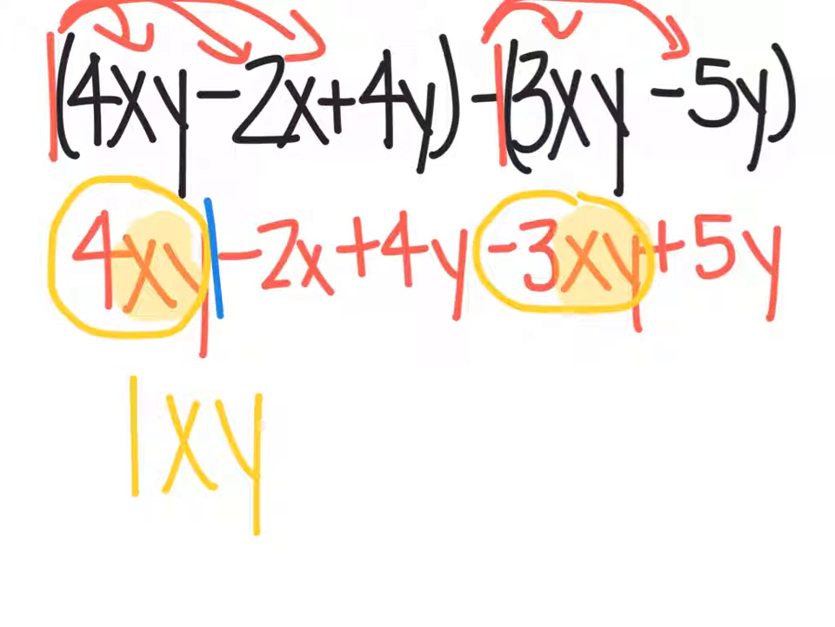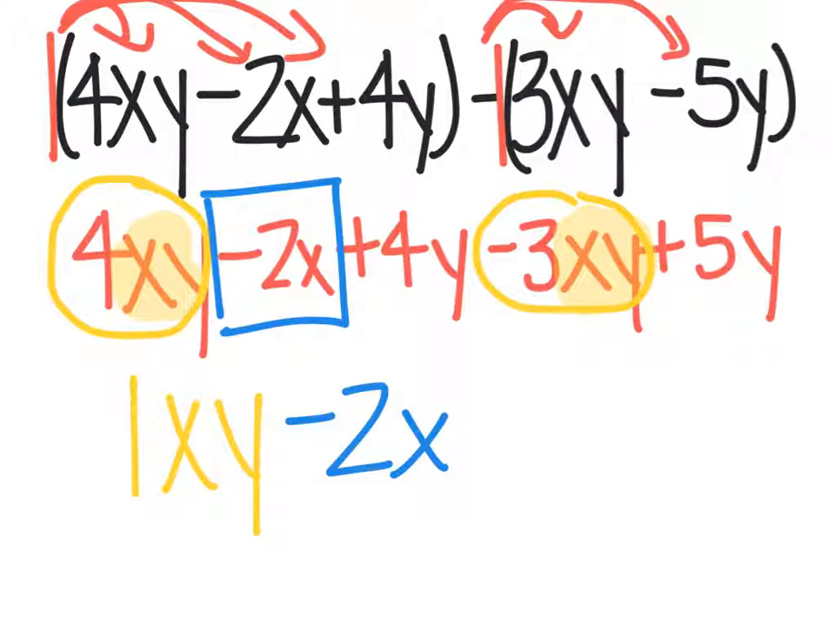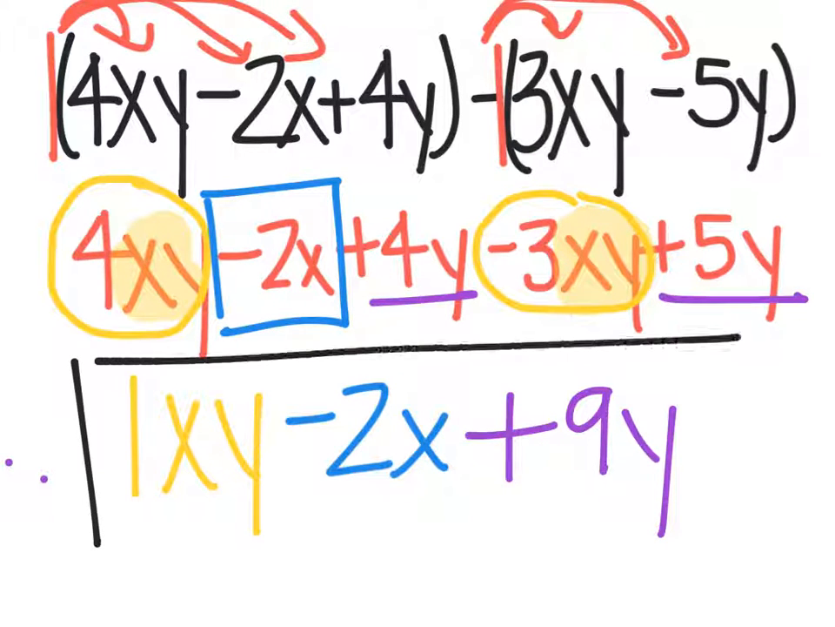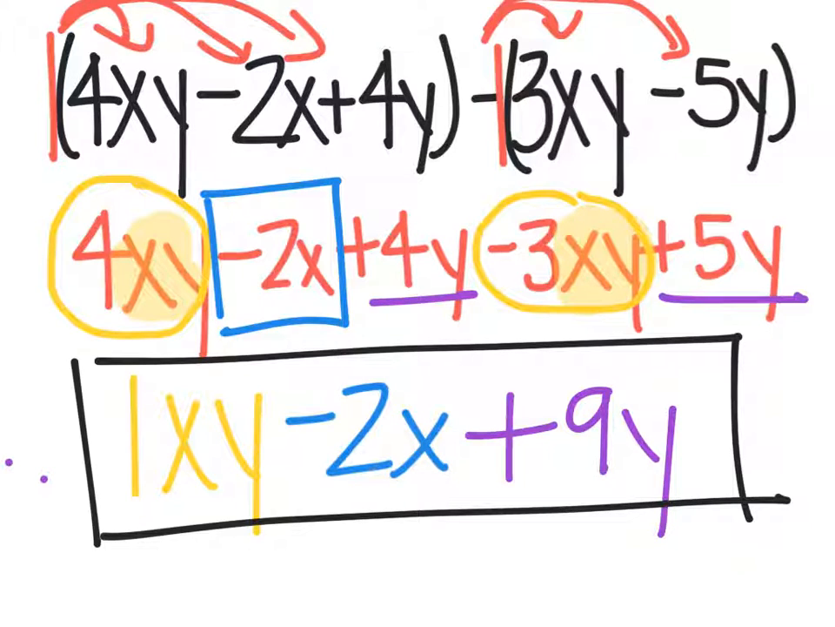Then I also have a negative 2x, and I don't have any other x's because this part has a y, this part has a y, this has x, but it has y with it, and this one doesn't. So I know I'm going to have a minus 2x in my answer. And then I also have a plus 4y, and I have a plus 5y. Well, these two go together because they both have y with them, and just y, nothing else. So 4y plus 5y is going to be 9y. So my final answer would be 1xy minus 2x plus 9y.